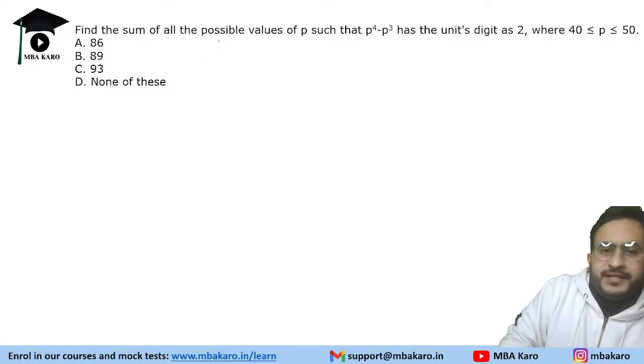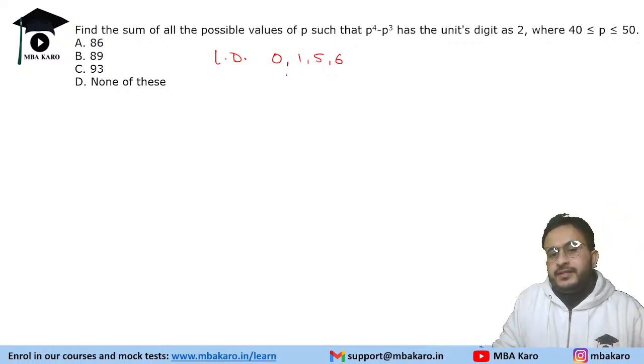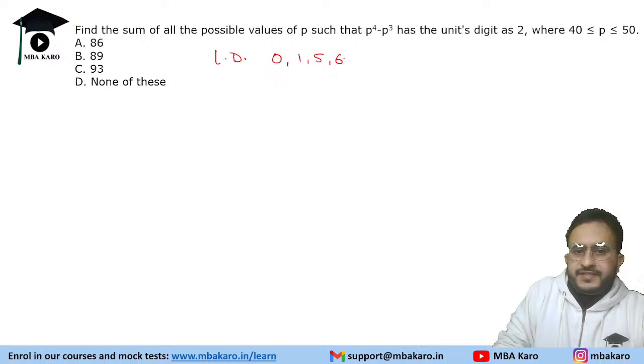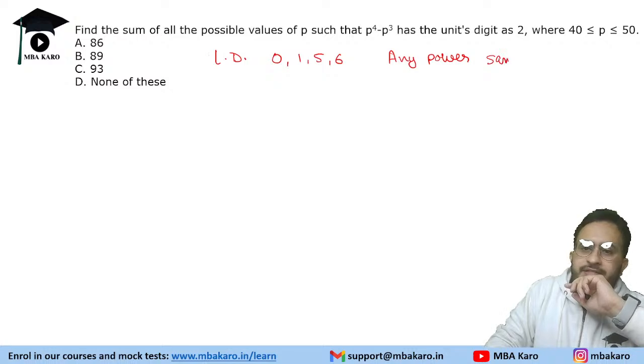See, one thing to know is if the last digit is 0, 1, 5, 6, the result is the same. So if you take 0, 1, 5, 6 as the last digit, any power will give the same digit. Remember this: 0, 1, 5, 6 will give the same digits.